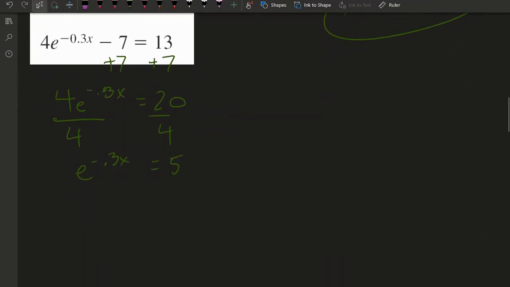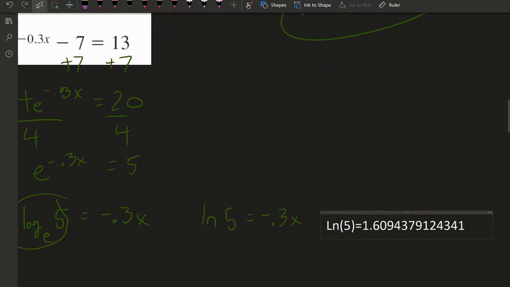And now using that same rule, I can say log base e of 5 is equal to negative 0.3x. Now you should have a red flag going off right here. You have log base e, and we know that log base e is natural log, so that'll change to ln 5 equals negative 0.3x. And our calculators actually know how to do natural log. So just off to the side here, ln 5 is equal to 1.609, equals negative 0.3x. And then we'll just divide both sides by negative 0.3.